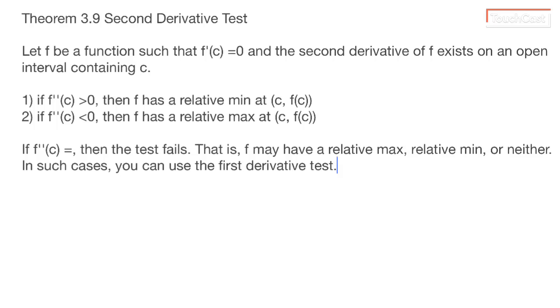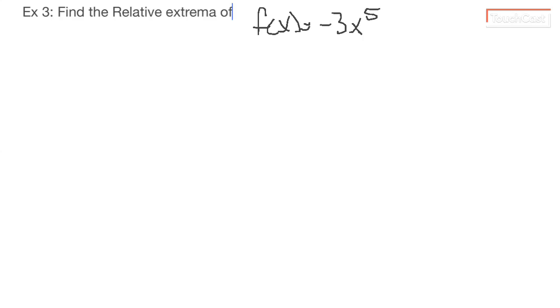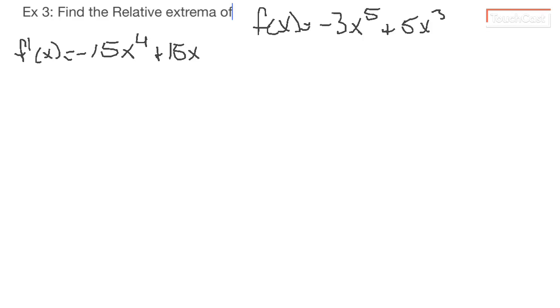So now I've got one last example to show you. This is example 3. We're going to find the relative extrema of the function f of x equals negative 3x to the 5th plus 5x cubed. So the first thing we're going to do, we're going to find f prime. Find the first derivative. So the first derivative of this function is going to be negative 15x to the 4th plus 15x squared.